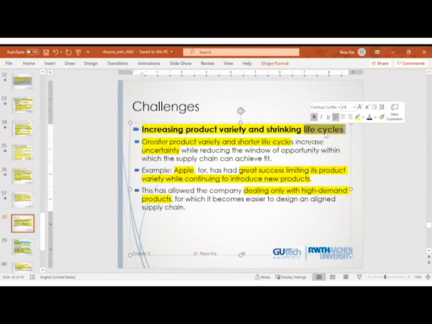And then the company may come up with a different strategy. For example, Apple decided to limit the variety of their products and try to introduce new products without having a variety in the product. So they are just focusing on high-demand products, but the level of variety is less. So then coordination in their supply chain is less challenging. So this is the strategy of Apple. Regarding the shrinking life cycle, they have decided to have less product variety.